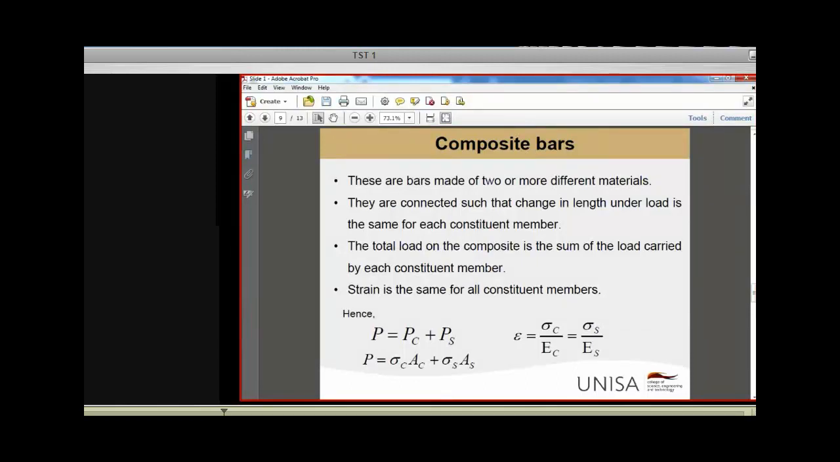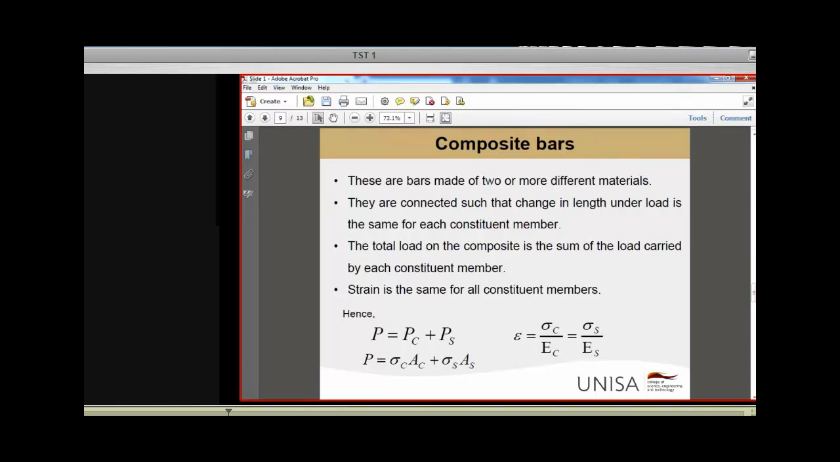And now from these two basic understandings, other mathematical equations can be derived, such that already we know that stress is force over area, the load over the area.